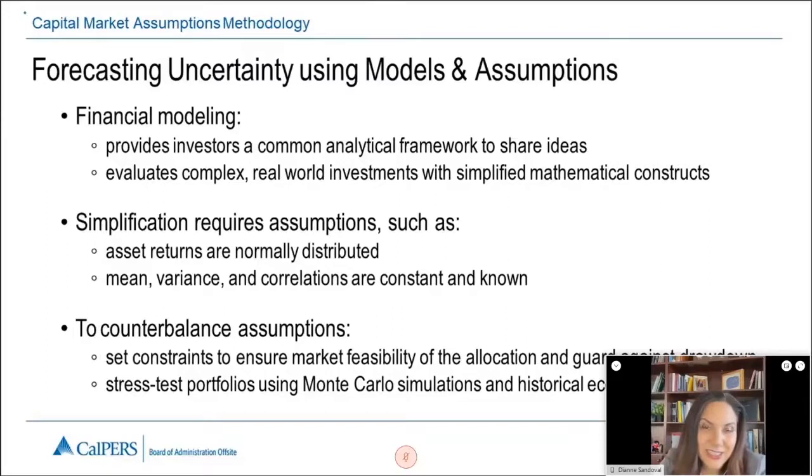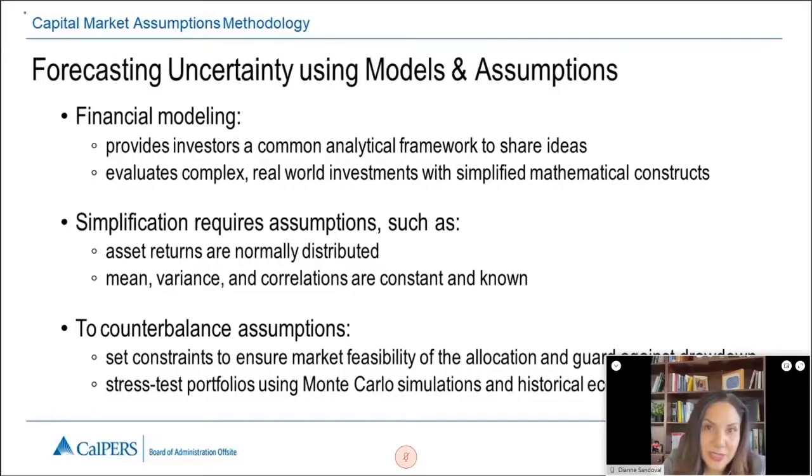The reality is that asset returns tend to have higher peaks and longer tails than a normal distribution would predict. Also, asset returns are time varying and tend to behave very differently under different economic regimes and conditions, as we've seen in this last crisis through COVID.